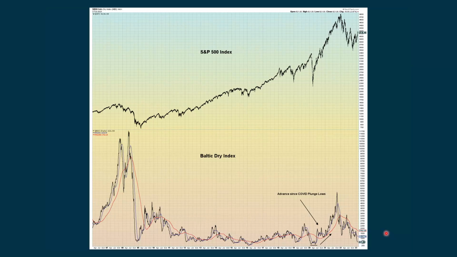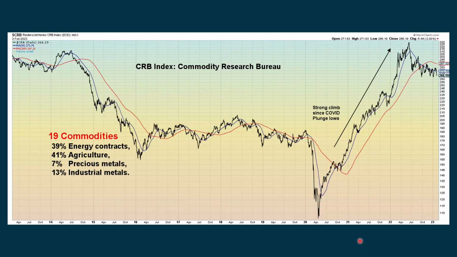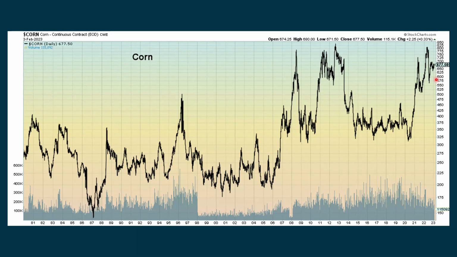The Baltic Dry Index is another look at inflation. When this is going up, that means it costs more to ship goods from point A to point B. When it's going down, that means the shipping prices are lower. The CRB Index, which is where we get a lot of our inflation information, when this is going up, commodities are going up, and sometimes that bleeds through into inflation. Well, we've seen a death cross recently, and the CRB Index continues to decline.